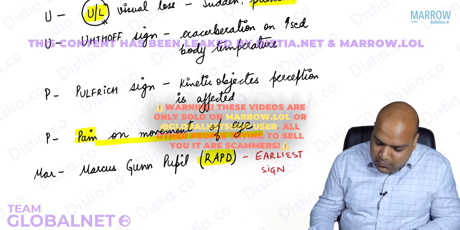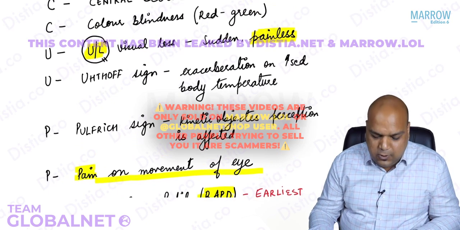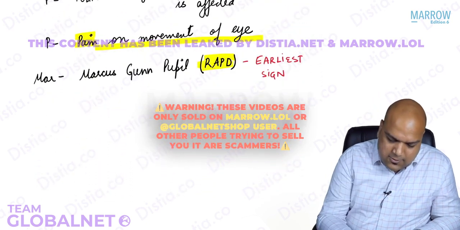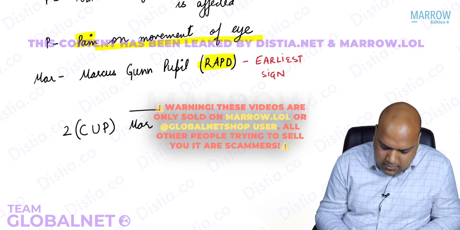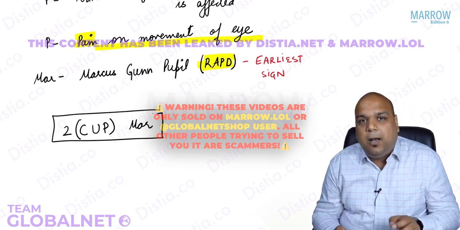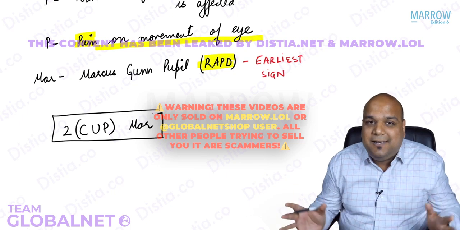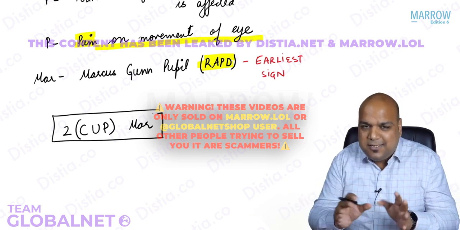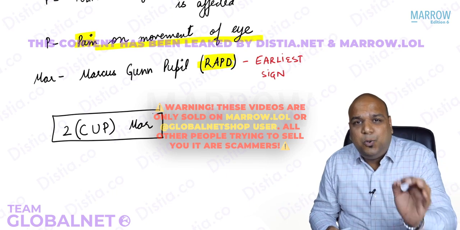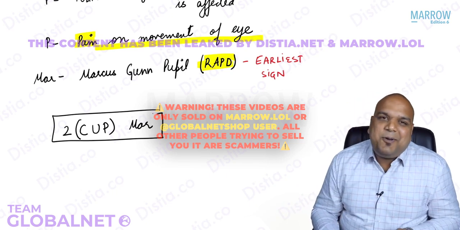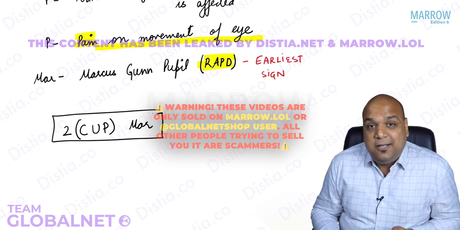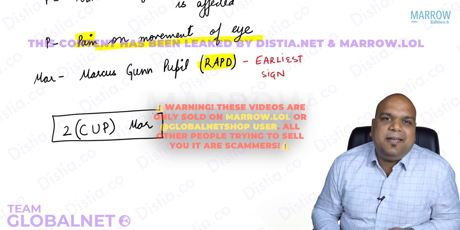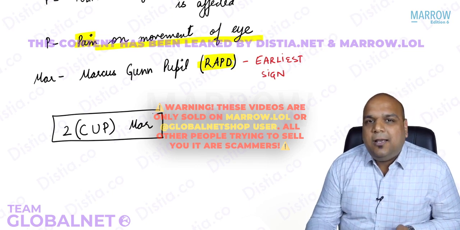The mnemonic, if we see, everybody, becomes 2 C's, 2 U's, 2 P's, and MAR. So I remember it like CUP, cup, mar. Do cup mar. Hit me with 2 cups, basically. Yes or no? So if we make a literal English of it, in very simple Hindi, everybody, do cup mar. 2 cup mar. Okay, everybody. So that's how I remember 2C, 2U, 2P, and MAR for Marcus Gunn pupil. These are the important clinical features of a case of optic neuritis, everybody. A common case to present in your clinical practice.